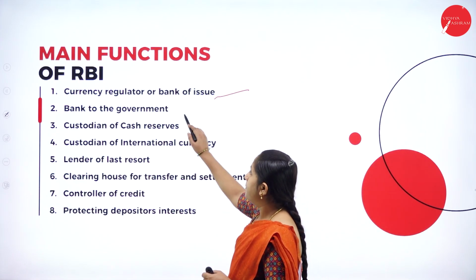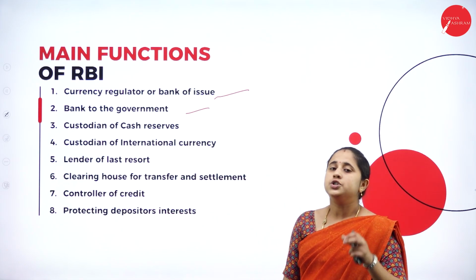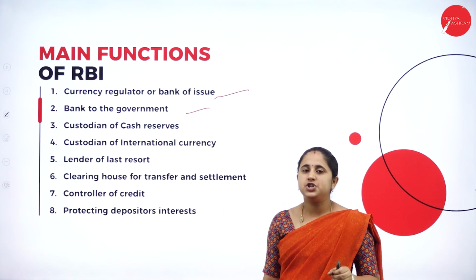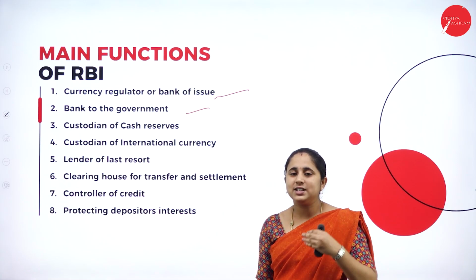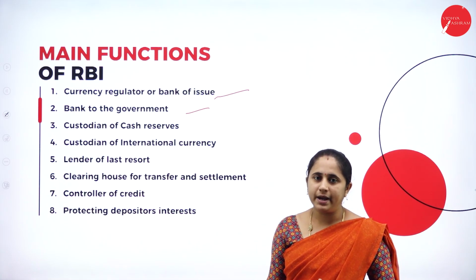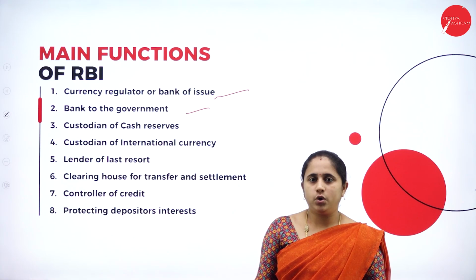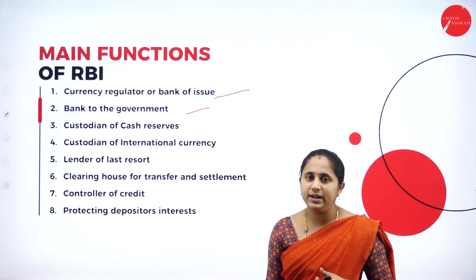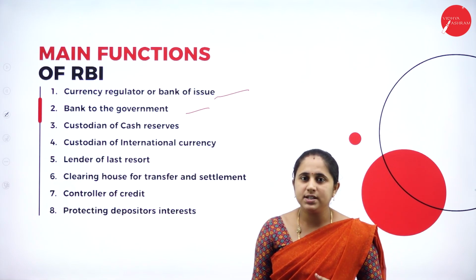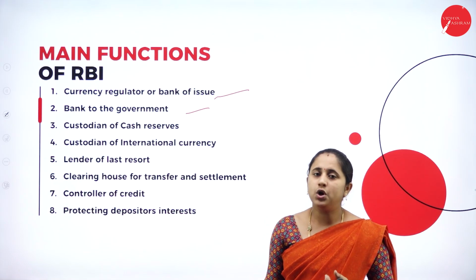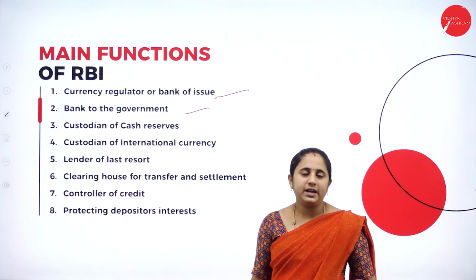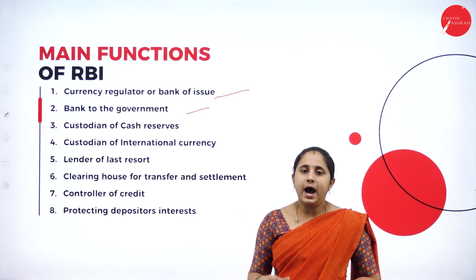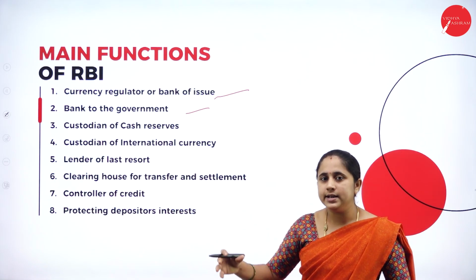Next one is a bank to the government. Normal individuals, normal people, visit a bank in order to deposit our money and in order to take a loan. So we visit general banks. Government takes the Reserve Bank of India as a bank for their deposits and to get some loan. So they deposit the money in RBI and they take loans from the RBI. Here RBI acts as a bank.